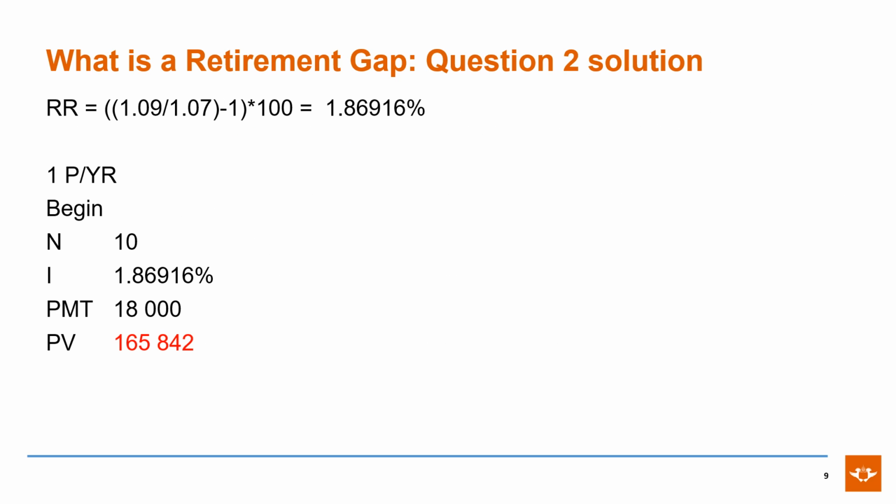In question 2, you are given an investment rate of 9% and an escalation rate of 7%, so you're going to calculate your resultant rate first. Tim retires in 10 years' time. He makes an annual payment of 18,000 Rand per annum. So the present value of his fund is 165,842 Rand.